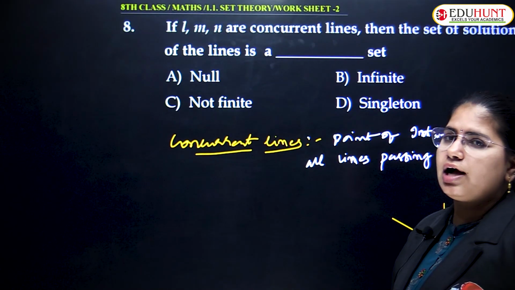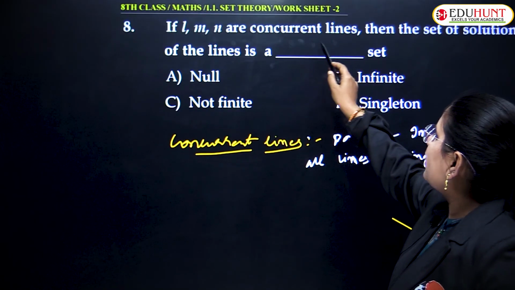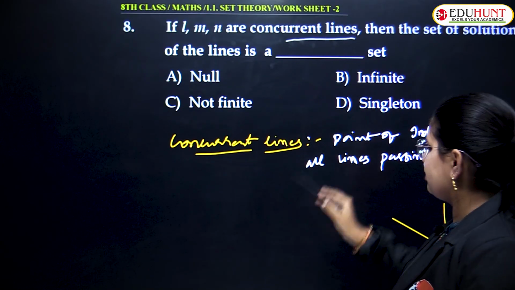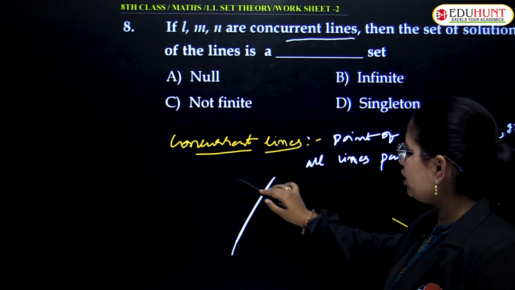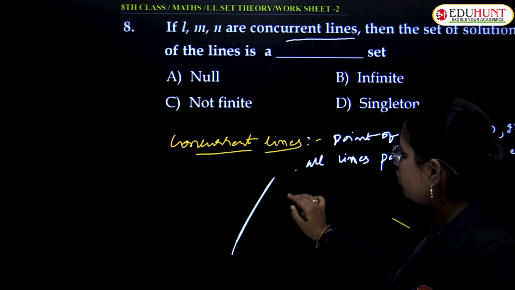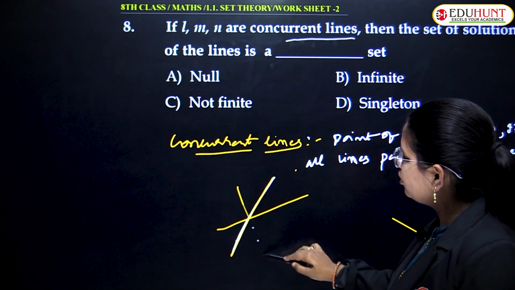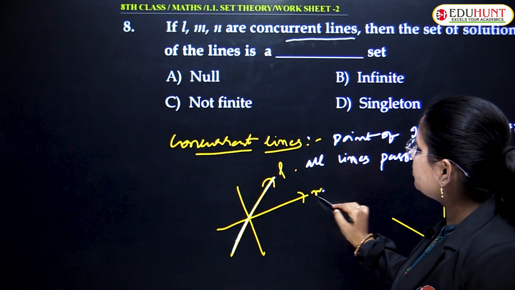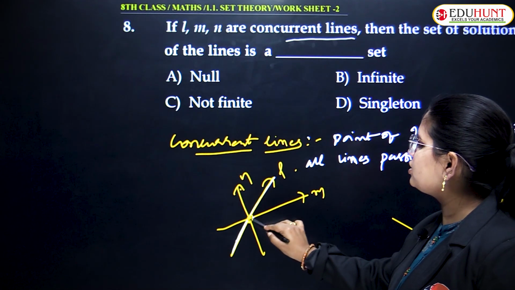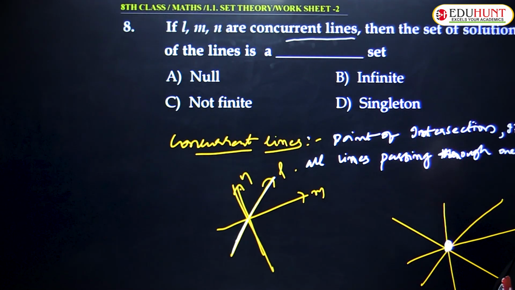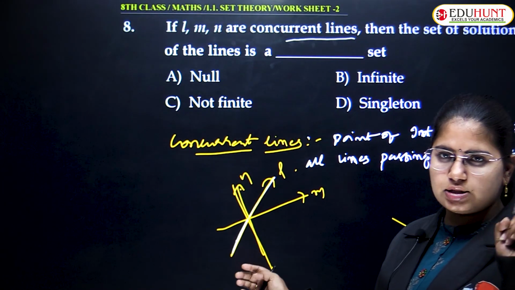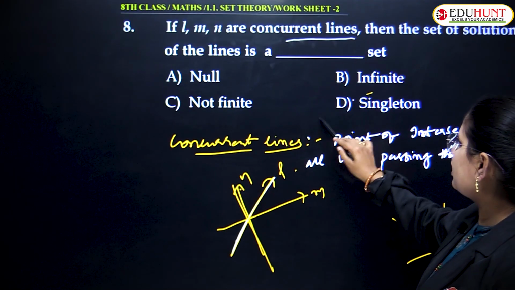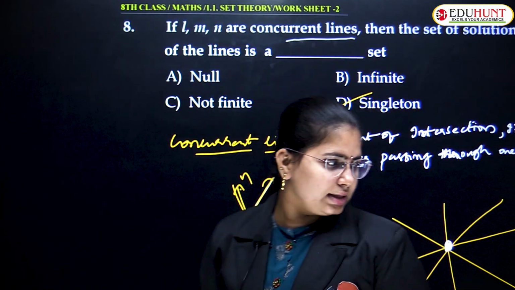So if you have one point, let us read. If L, M, N are three lines here, so what are the lines here? Here you are having 1, 2 and 3. This is L, this is M, this is N. It passes through one point, right? Then the set of solutions of the lines, solutions means how many points of intersection are there for concurrent lines? It is one, so it will be a singleton set.